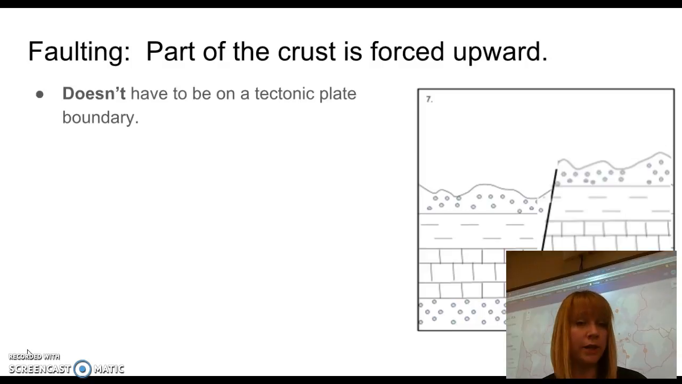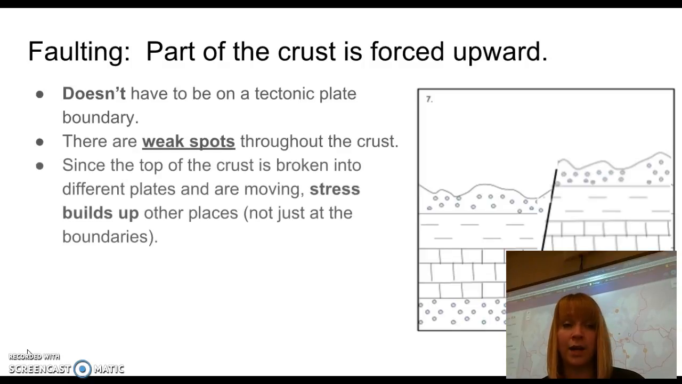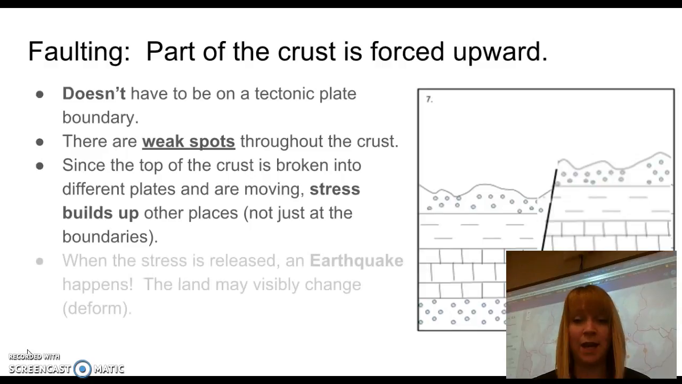Now an idea to look at here, an important idea, is that this doesn't have to happen on a plate boundary. Okay? It can happen in the middle of a plate. There are weak spots then throughout the crust. So again, you have underneath the crust, you have the mantle, and the mantle has some convection currents that are moving up and down. And so it could cause a weak spot in the crust, okay? So eventually, stress starts building up in places, again, not just in boundaries.